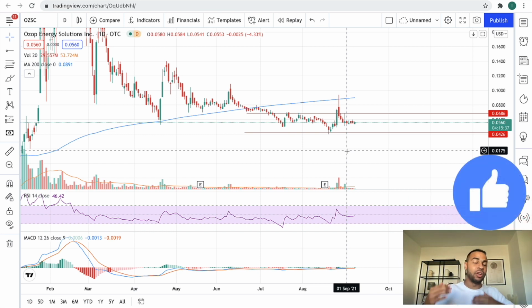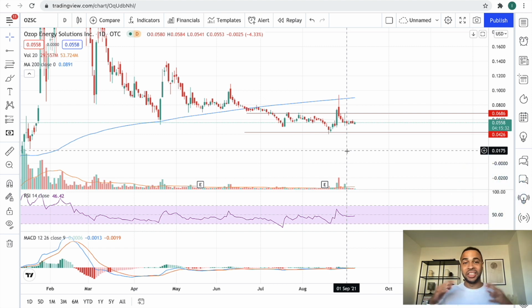By the time a lot of people catch on, the institutions have already made a killing. Right now I believe OZOP is within that accumulation phase. The accumulation phase doesn't just happen, or you don't see the results of it within a day or a week. It's usually a long-term thing.